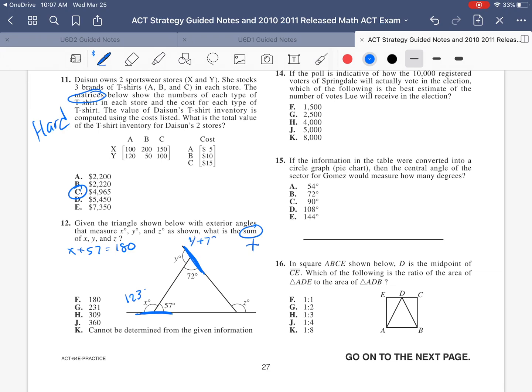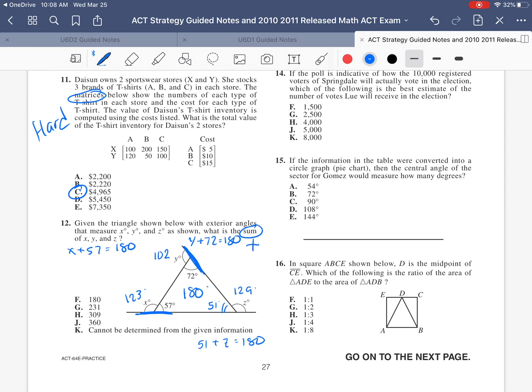Same thing here. We have supplementary angles. Y plus 72 equals 180. And if I subtract 180 minus 72, I end up with 102. The other thing that I know is that all triangles add up to 180 degrees, which means I can solve for that angle right there by doing 72 plus 57 and then 180 minus 129. And I end up with 51 degrees. And then I can do 51 plus z equals 180. 180 minus 51, I get z to equal 129 degrees.